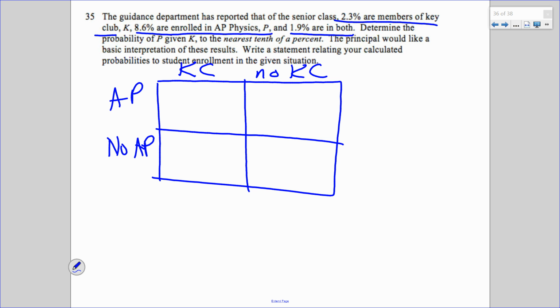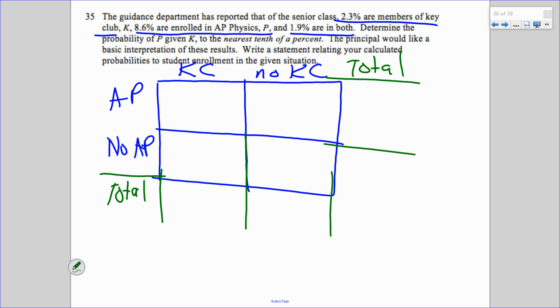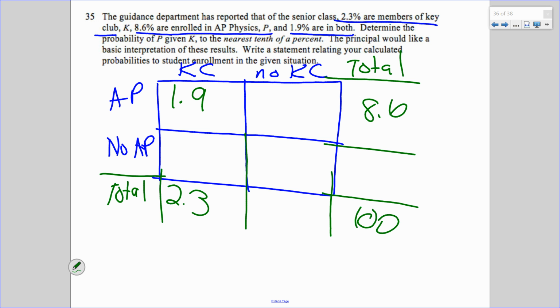Do you have to do a two-way table for this? Well, you don't have to, but I definitely encourage my students to. It makes everything much easier. And of course, in a two-way table, I need to include my totals. Because these are percentages, I'm going to make it out of 100. 2.3% are in Key Club. That's the total percent in Key Club. 8.6 are in AP Physics. That's the total in AP Physics. 1.9 are both. This cell right here is both Key Club and AP Physics.